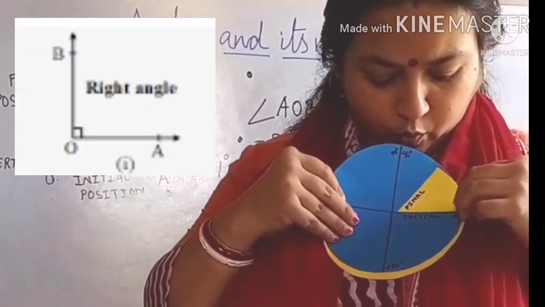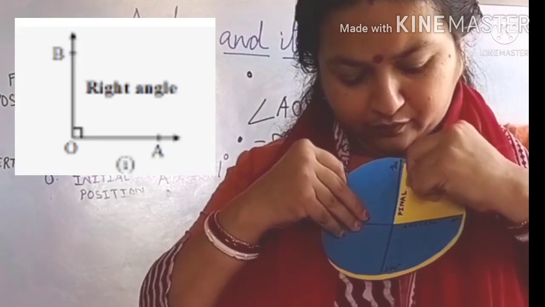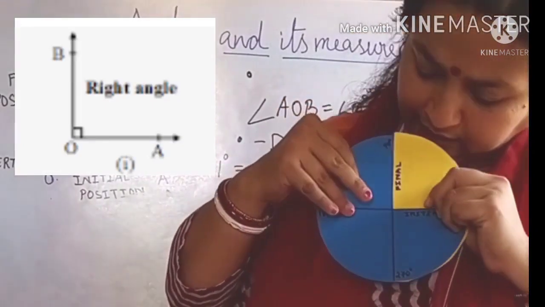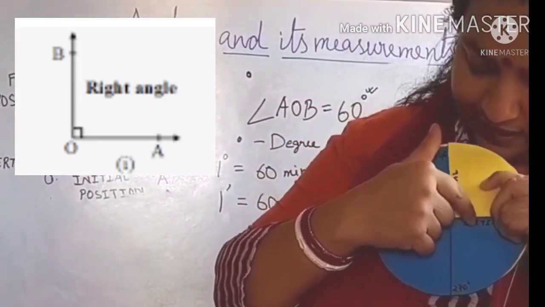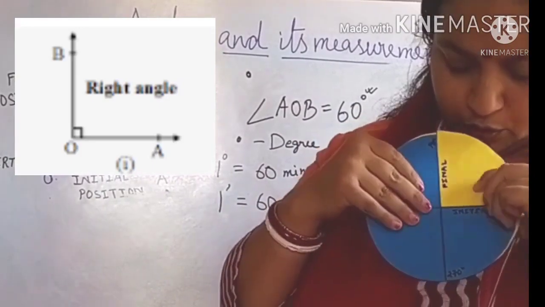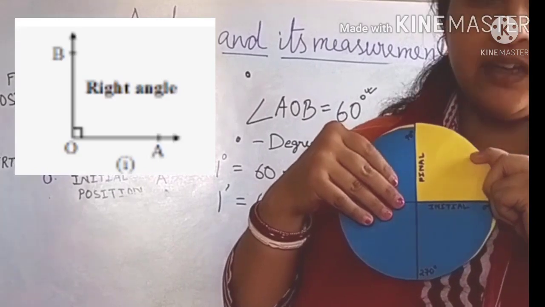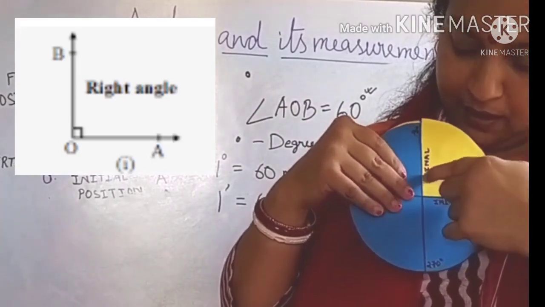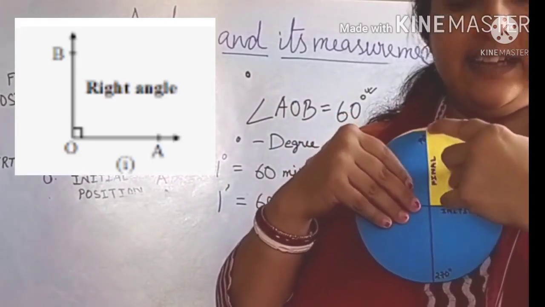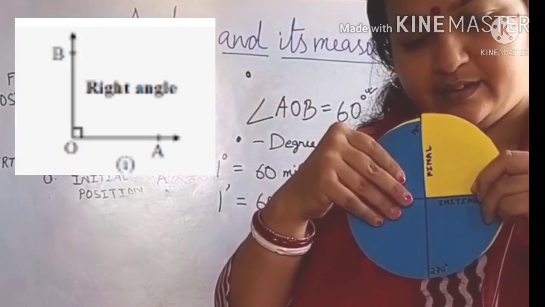Okay? When the final position is on the vertical line, this angle is just like an L. So when the angle is just like this, it is called a right angle. When the magnitude of an angle is 90 degree, it is called a right angle.